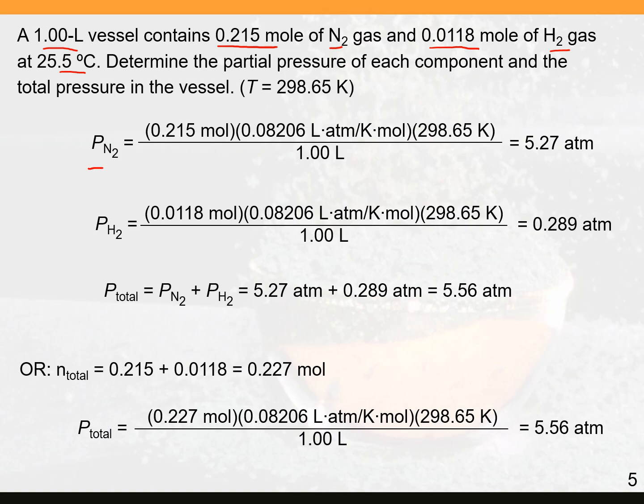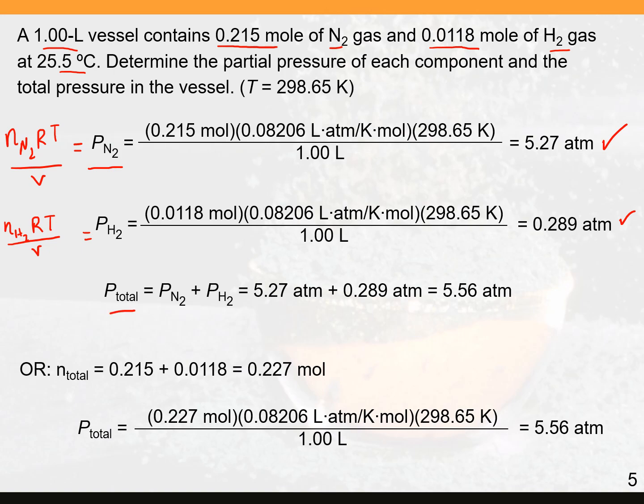So the partial pressure of nitrogen is calculated from the number of moles of nitrogen, nRT over V. When the values are plugged in, the partial pressure is calculated to be 5.27 atmospheres. Similarly, the partial pressure of hydrogen is calculated by using the number of moles of hydrogen only in the ideal gas law, applying it to only hydrogen, and gives us 0.289 atmospheres. These are the partial pressures of nitrogen and hydrogen, respectively.